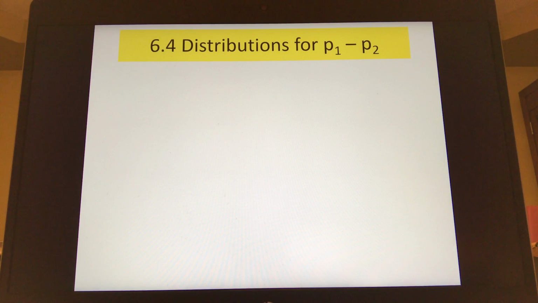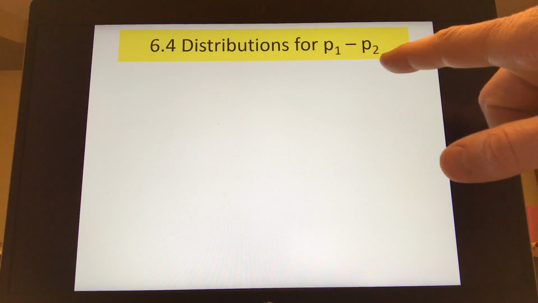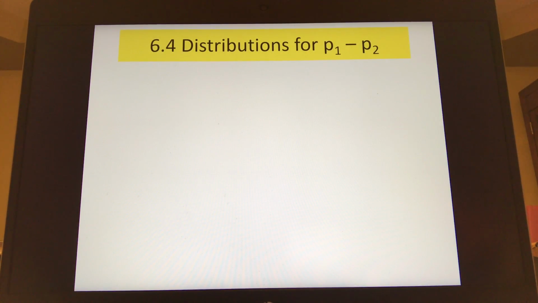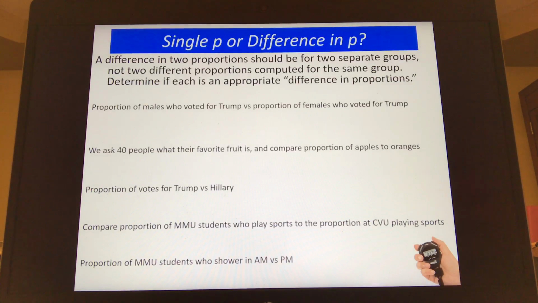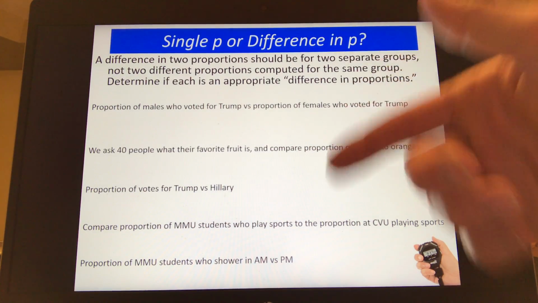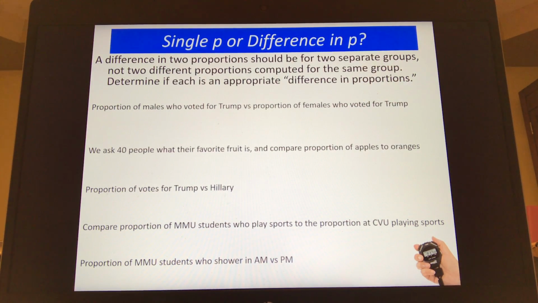So this first introduction question, again, we're comparing proportions. Eventually, we do confidence intervals and hypothesis testing. I'll give you a new formula in a minute here. Pause the video, take a minute, and see if you can figure out these 5 examples, whether they're referring to a single proportion or a difference in two different proportions.